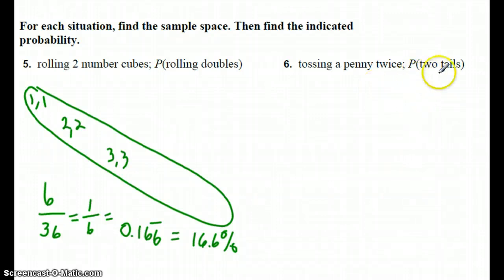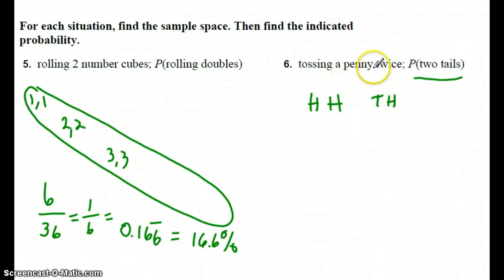Okay, now let's take a look at tossing a penny twice. We're looking for 2 tails. So what's the possibility of getting 2 tails? Well, when we toss a penny twice, it can go heads and it can go heads. Another time when we toss a penny twice, it can go tails and it could go heads. Another time when we toss a penny twice, well, it could go heads and it could go tails. You see, we go in reverse order. And then the last time we would toss a penny twice, it would be 2 tails.